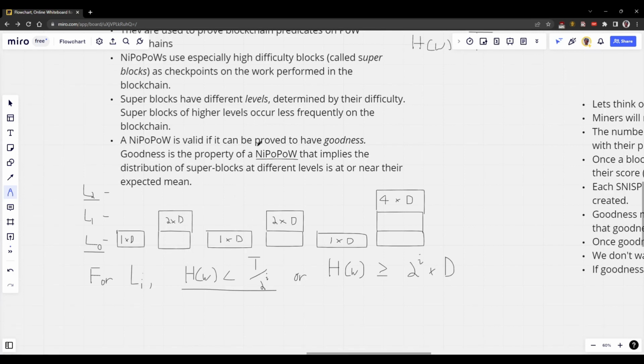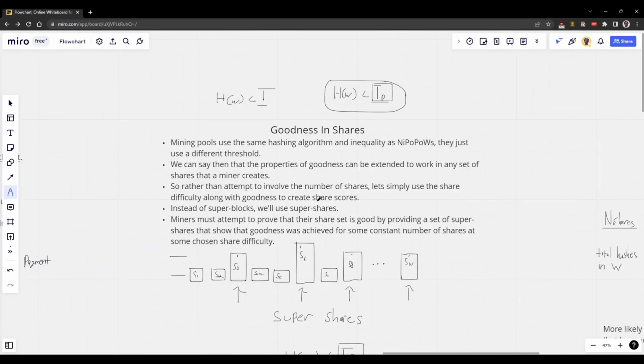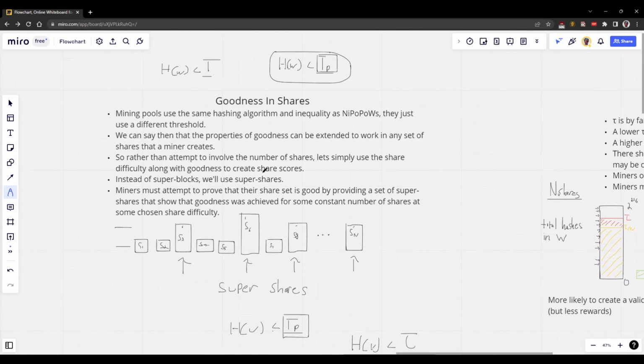So you can see that this property of goodness works well, and it allows for succinct proofs, as well as non-interactive proofs. So let's see if we can use the same concept on shares. They're not exactly the same thing, but they're pretty similar.